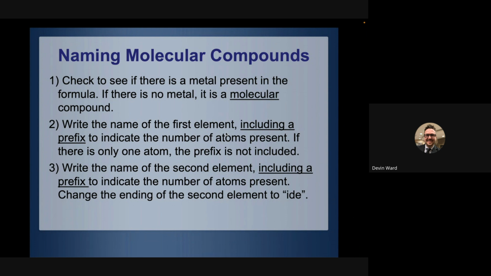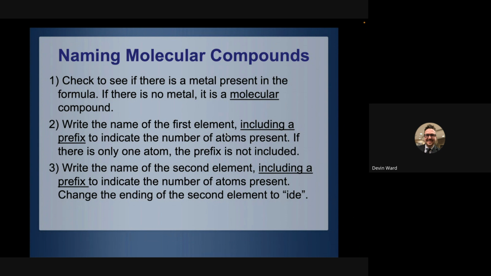So when you're writing the second element, include the prefix no matter what it is. It can be mono, like carbon monoxide. It's not monocarbon monoxide. So this indicates the number of atoms present. And then change the ending of the second element to IDE again. So molecular compounds are a little bit trickier than ionic compounds, but you'll get the hang of it.